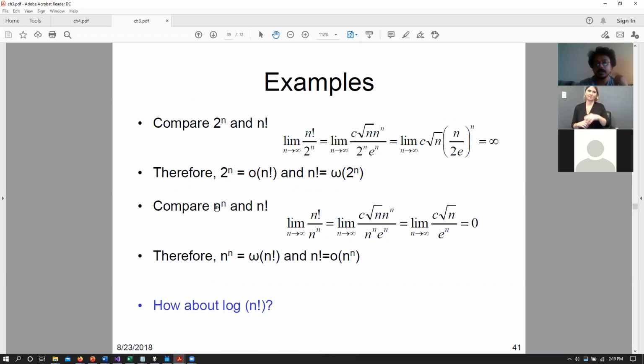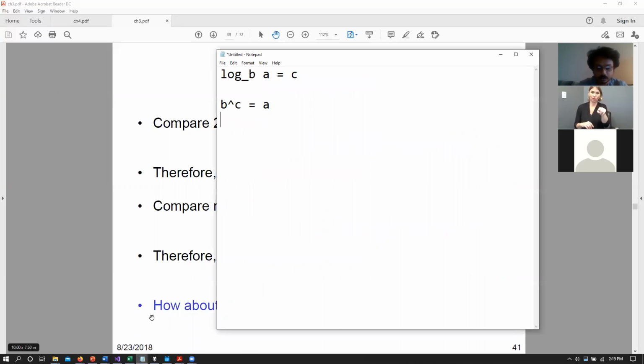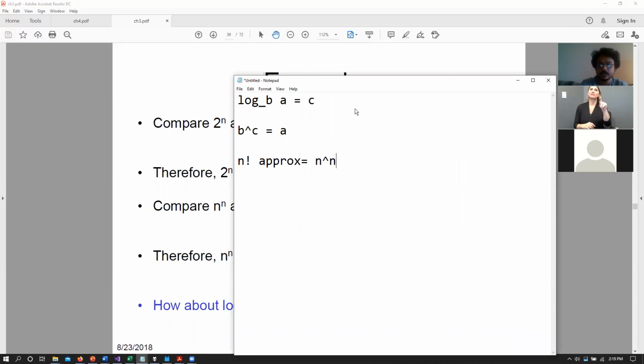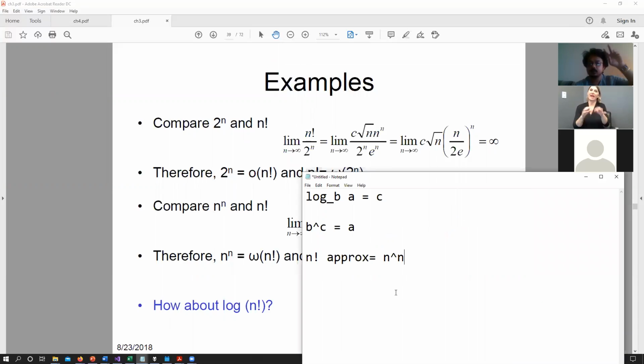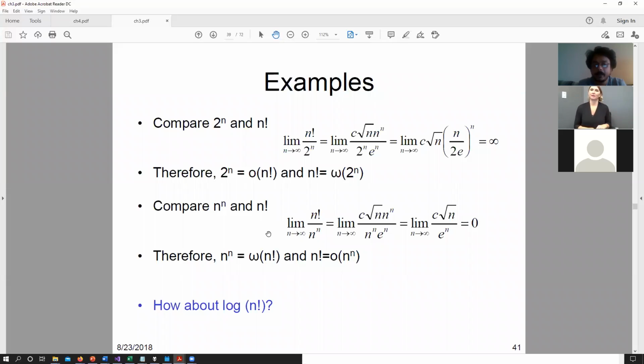Okay, we can also compare n raised to n and n factorial. This becomes interesting because we have been looking at n factorials as an approximation to n raised to the power of n, right? Stirling's formula essentially gives us this equation where n factorial can be bounded by n raised to the power of n, apart from other numbers that also depend on n. So comparing n raised to the power of n and n factorial, we have n factorial and n raised to the power of n.